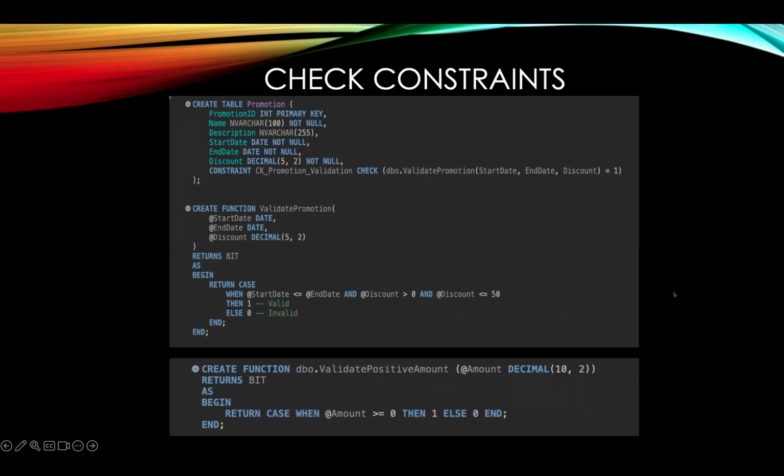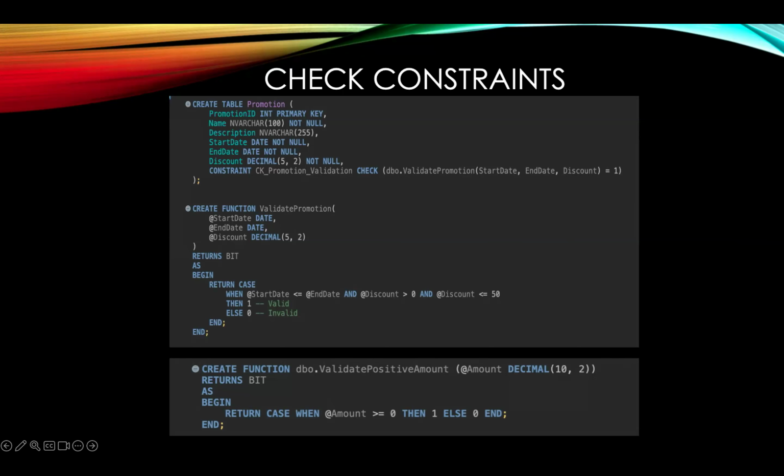These are the table-level check constraints that we have implemented. For the promotion table, we have a validate promotion constraint, which checks that the promotion start date is less than the end date, the discount is greater than 0, and it does not exceed 50. We have another table-level check constraint, validate positive amount, for the order table to make sure that the total amount is always positive.